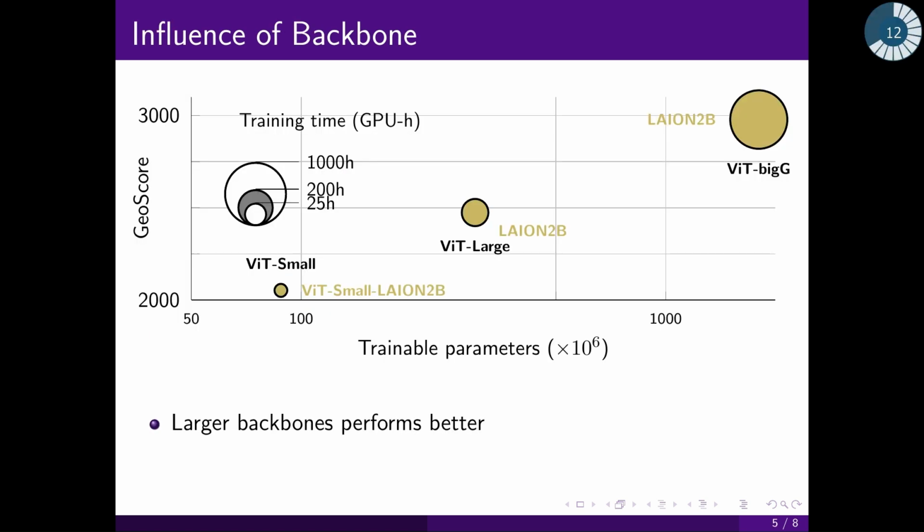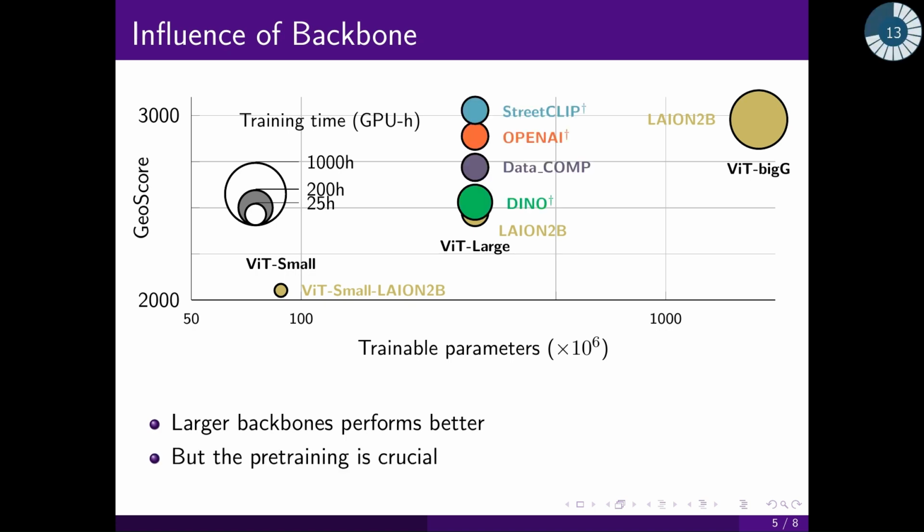Here are some of our insights. Larger models, as expected, perform better, but the choice of pre-trained model has a huge influence, and a well-chosen ViT large outperforms a ViT bigG, which has close to 2 billion parameters.